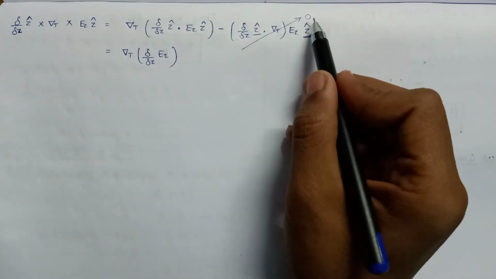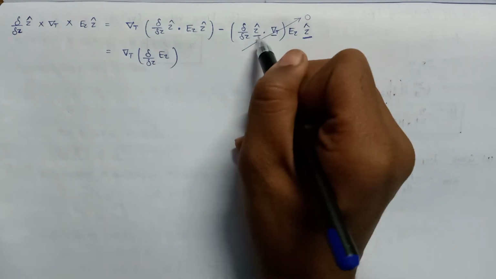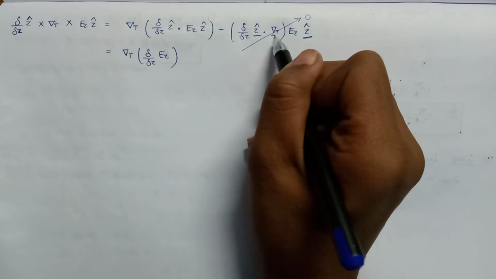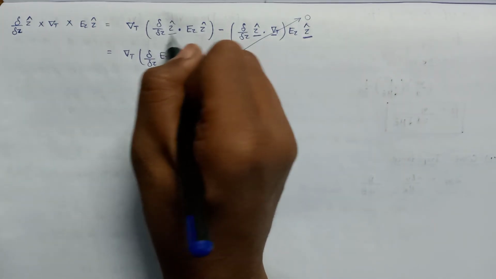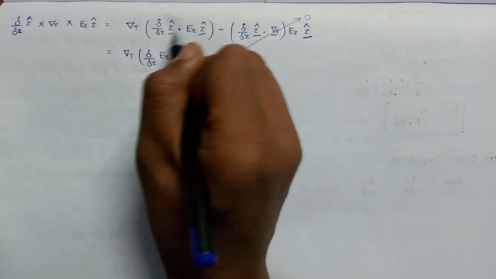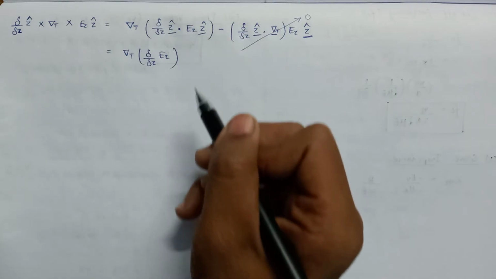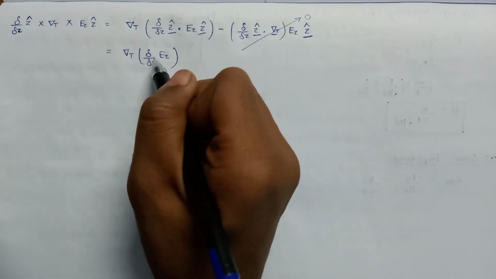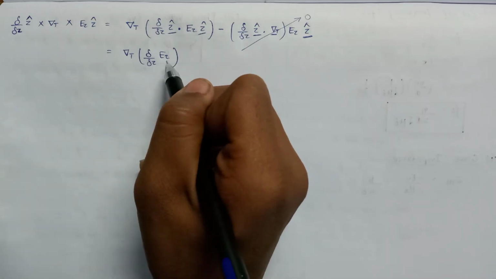Why do we get this term as 0? Because here is a dot product between this del and this z, and the dot product of del and z will result into 0, and here the z and the z, which are being multiplied, will result into identity, that is nothing but 1. So inside the bracket we get del over del z into E of z.